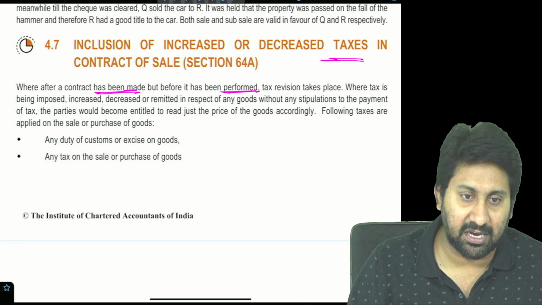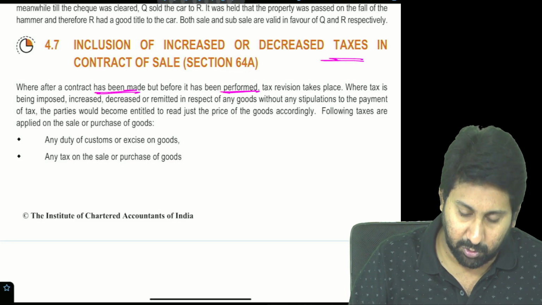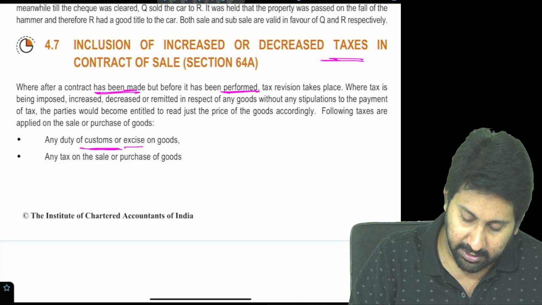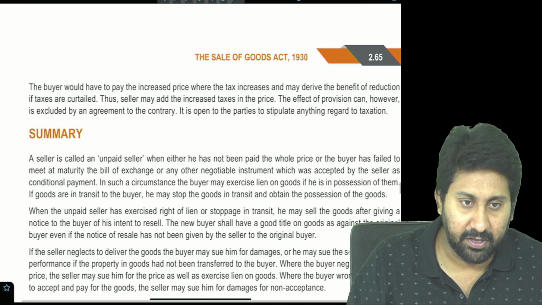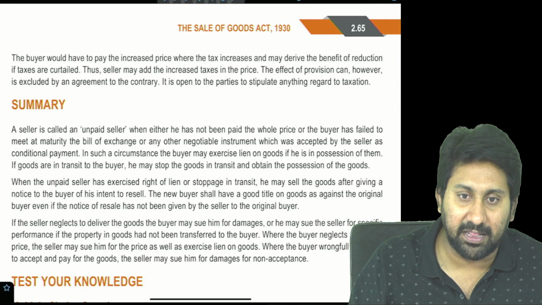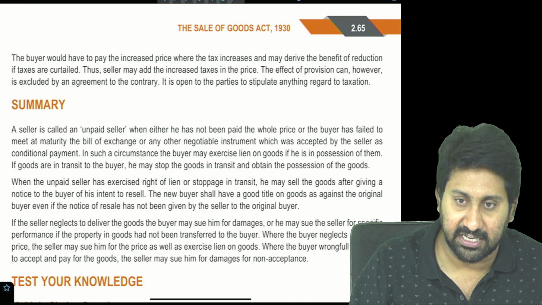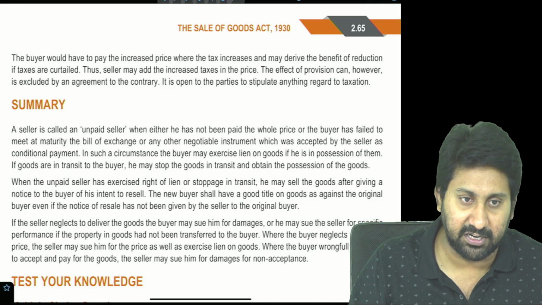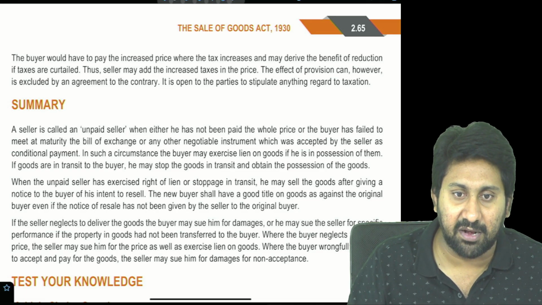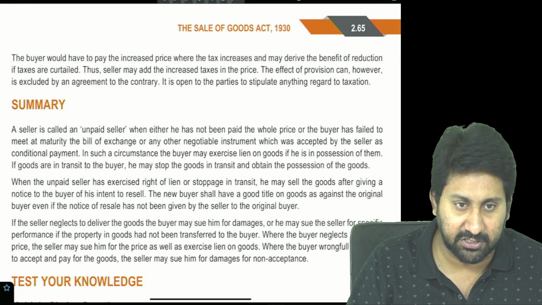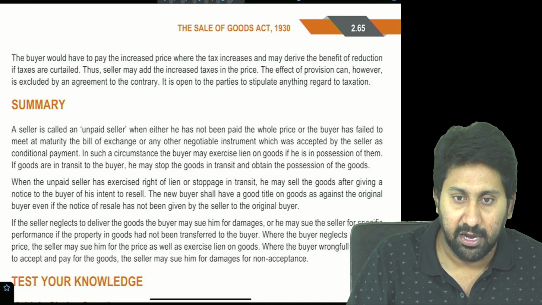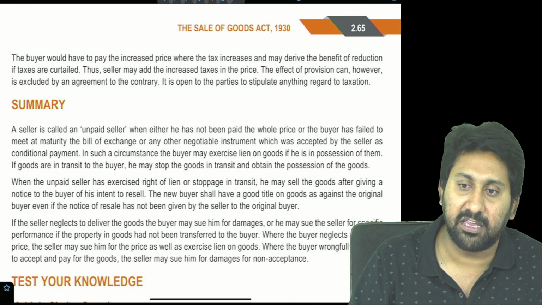The following taxes are applied on the sale or purchase of goods: any duty of customs, excise, now GST, any tax on the sale or purchase of the goods. The buyer would have to pay the increased price where the tax increases and may derive the benefit of reduction if taxes are curtailed. Thus, the seller may add increased taxes in the price. The effect can, however, be excluded by an agreement to the contrary. It is open to the parties to stipulate anything regarding taxation.